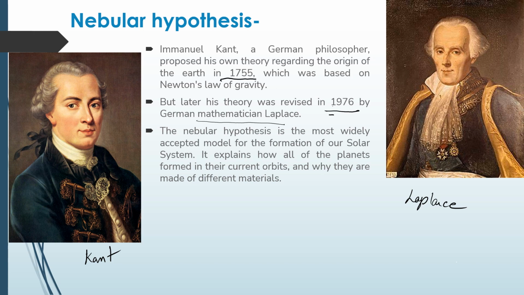Till date, the nebular hypothesis is the most widely accepted model for the formation of our solar system. In the nebular theory, we will understand how our sun has been formed, how different planets have been formed, why some planets have more density, why some planets have less density, some are made up of silicates, some are made up of gaseous components. So in this hypothesis we will discuss these things.